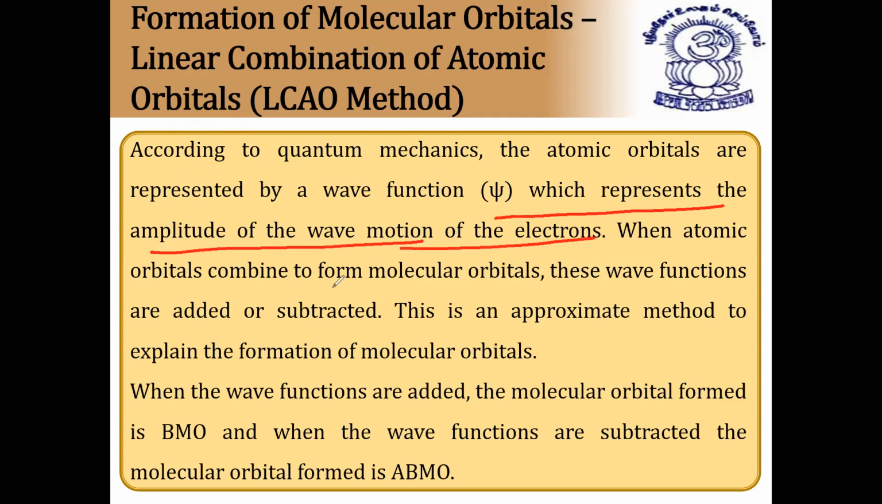When the atomic orbitals combine to form molecular orbitals, these wave functions are added or subtracted. This is an approximate method to explain the formation of molecular orbitals. When the wave functions are added, the molecular orbital formed is BMO, the bonding molecular orbital, and when the wave functions are subtracted, the molecular orbital formed is ABMO, that is, the anti-bonding molecular orbital.